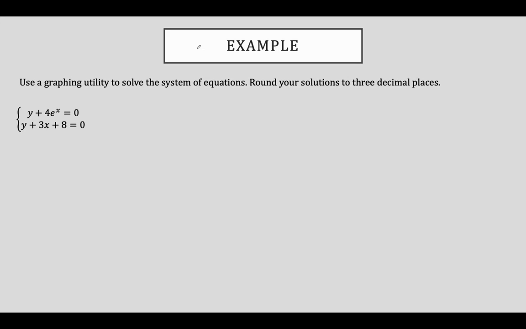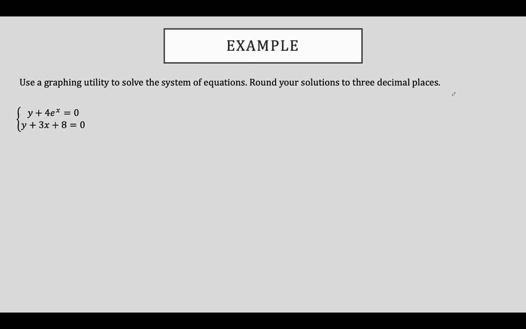So you all know that the solution to a system of equations is the intersection point of the two curves. Here, we're going to talk a little more specifically about how you can use your graphing calculator to solve systems of equations graphically. So, as the directions read, use a graphing utility to solve the system of equations. Round your solutions to three decimal places.